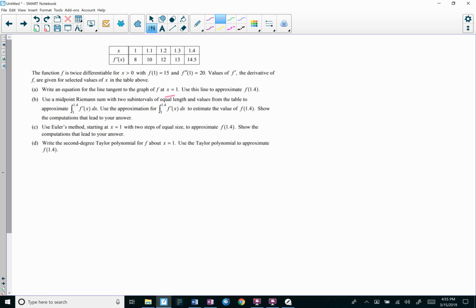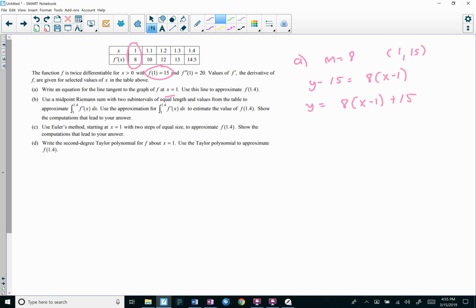1. I think this is a pretty easy part of it. So at x equals 1, we already know the derivative is 8. And we need to find the point. So 1, and we need to find what f of 1 is. Well, they tell me in the problem f of 1 is 15. So y minus 15 equals 8 times x minus 1. Just add the 15 over to the other side. No need to clean up.